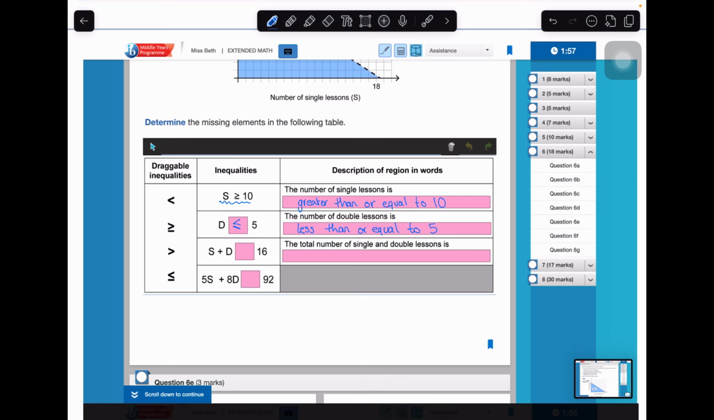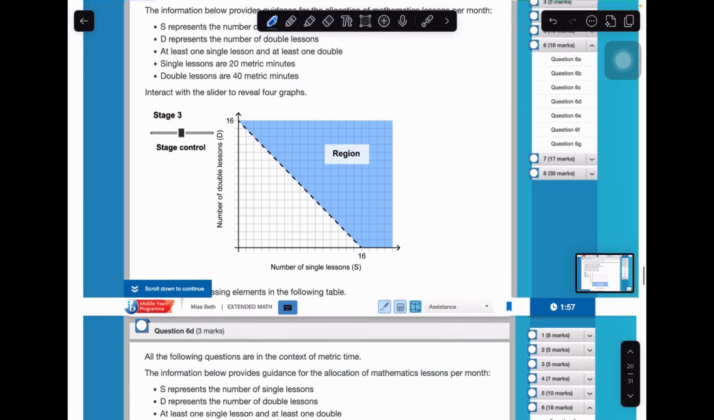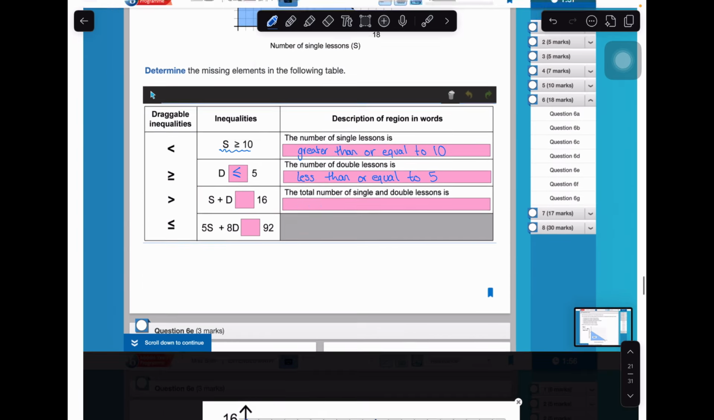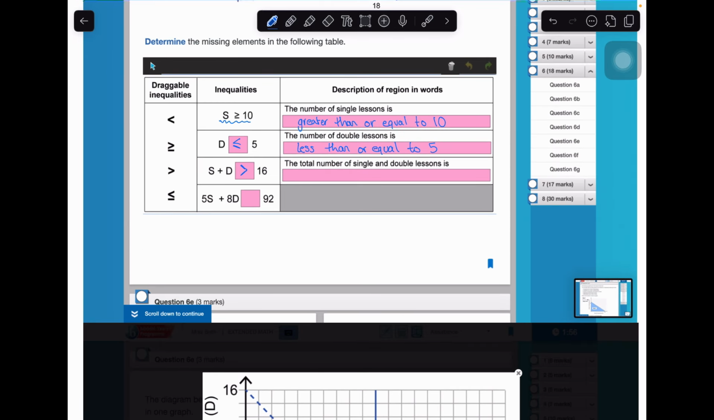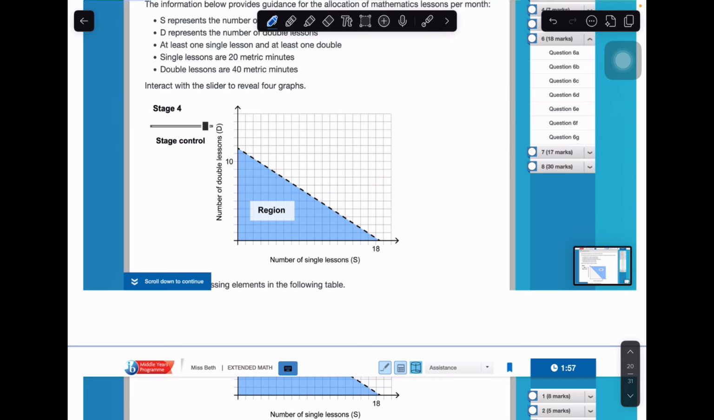The next one, S plus D is something to do with 16. So let's find the stage that goes with that. Well, I can see here, this is the stage that goes with that. And I want above this. And can you see also that this is a dashed line? So this region can equal anything above this, but not include the line. So S plus D needs to be greater than 16, but not equal to. So the total number of single and double lessons is greater than 16, or more than 16.